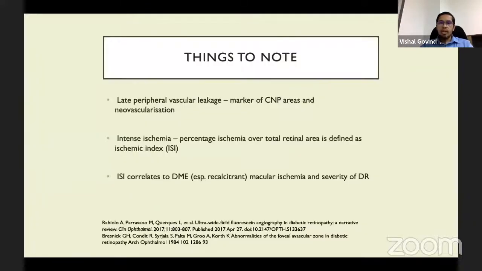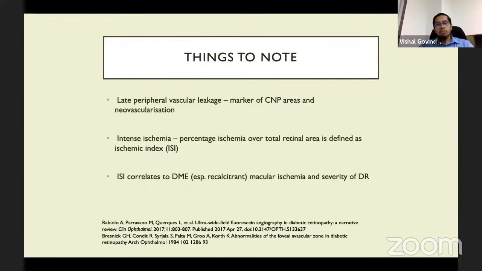So when you look at these eyes, an important thing you have to know is that late perivascular leakage is a marker of CNP area and development of further neovascularization. So in a patient who possibly does not have NVEs but is showing a lot of leakage, you would want to look at treating these patients in case you don't have a good follow-up with them or they're not going to have good diabetic control.